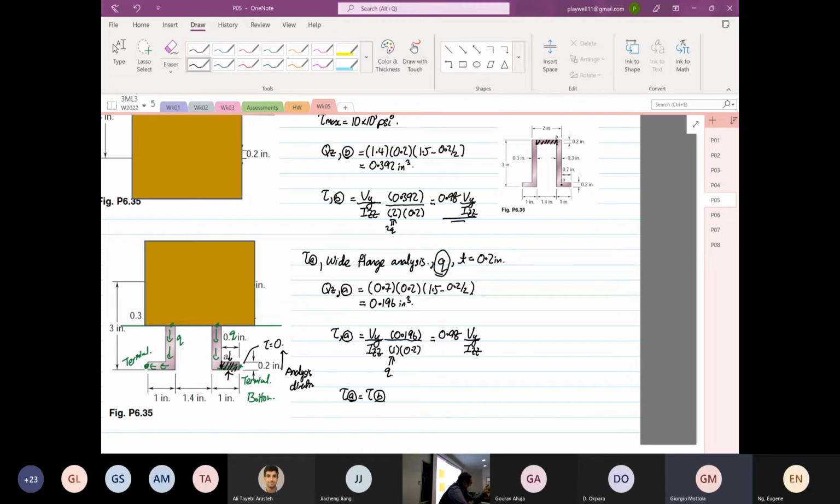Now, for the first moment of area at point C, I'm going to do it 2 ways. We're going to do it from the top and from the where? Bottom. The answer has to be the same.